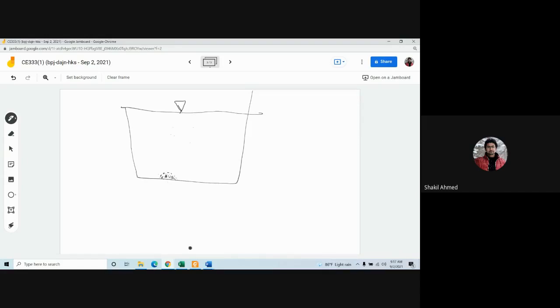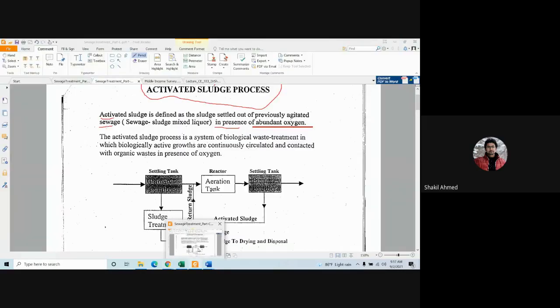Now, what is activated sludge? The activated sludge process is a system of biological waste treatment in which biologically active growth are continuously circulated and contacted with organic waste in presence of oxygen. So, what is the concept?